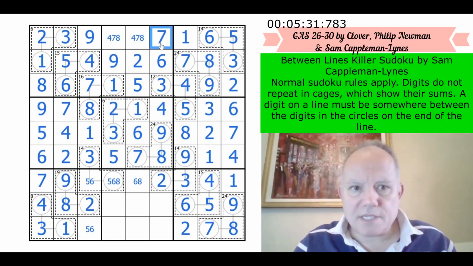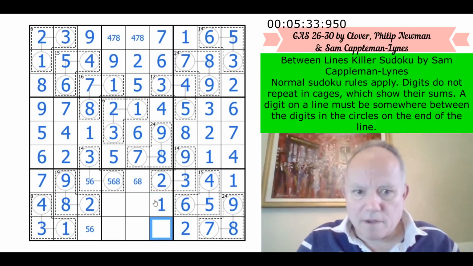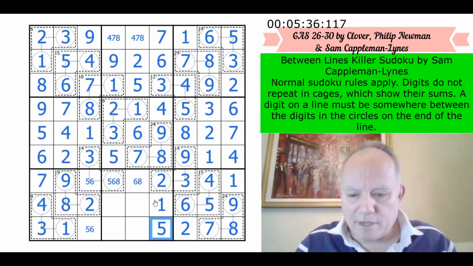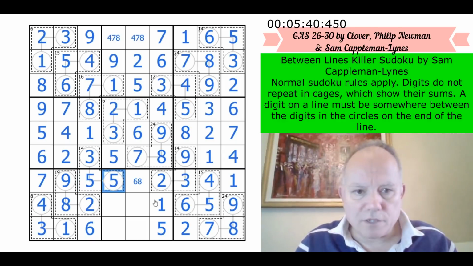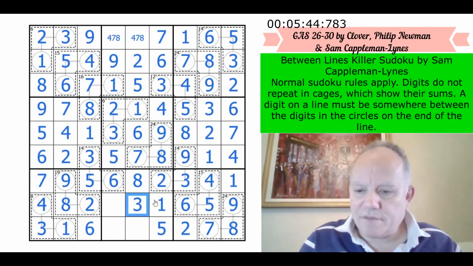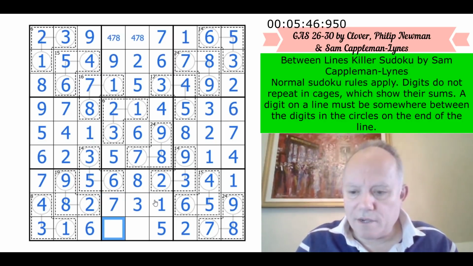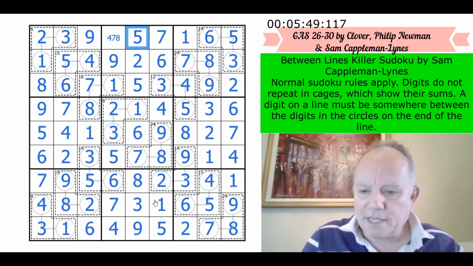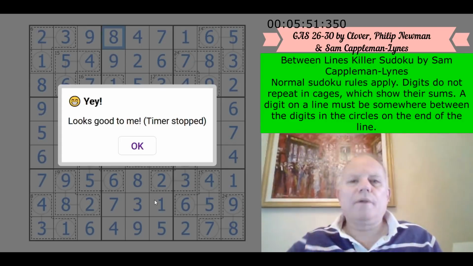So that is now a 7. We must be finishing off now, and I don't think I'm going to have to think about this cage, thank goodness. In fact, I've got it all now. 3 and 7 there, 4 and 9 here, 4 and 8 at the top, and there we go.